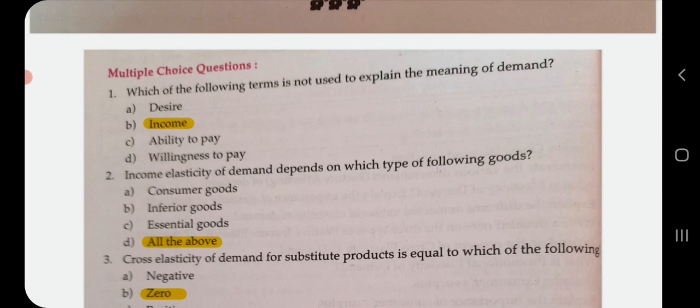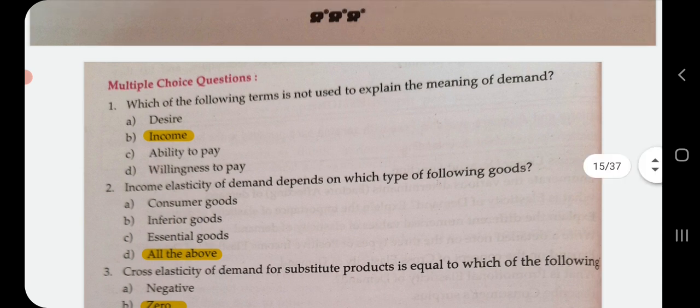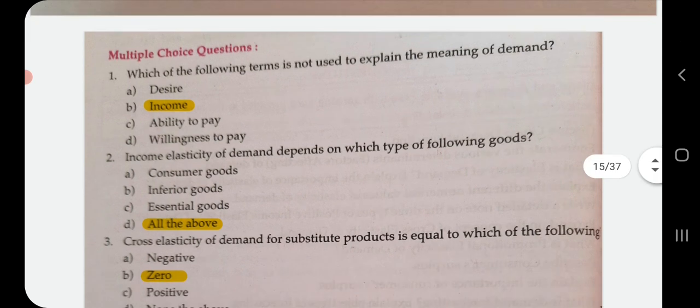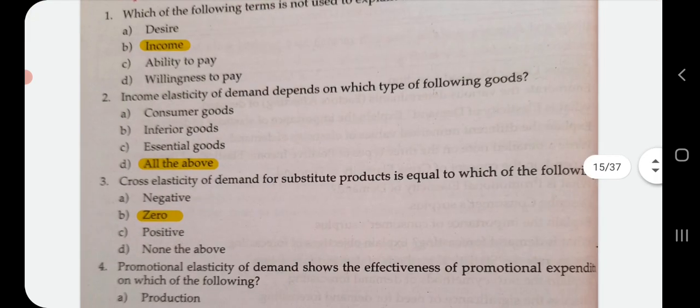Then again, there are certain questions on the elasticity of demand. Which of the following terms is not used to explain the meaning of demand? And the answer is income. Second question is about income elasticity of demand, depends on which type of following goods? And the answer is all of the above.